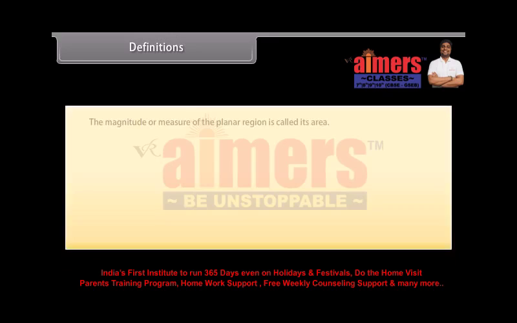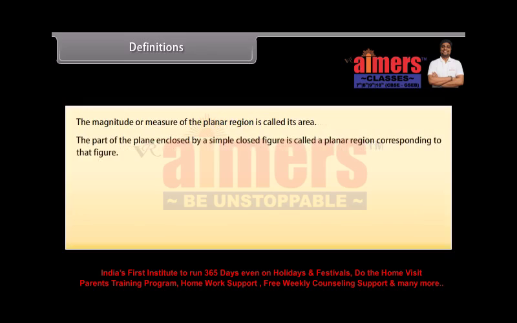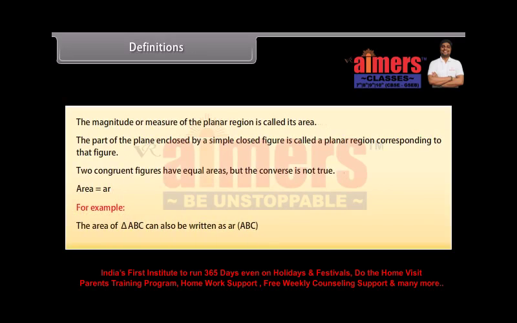Definitions. Students, the magnitude or measure of the planar region is called its area. And do you know what a planar region is? The part of the plane enclosed by a simple closed figure is called a planar region corresponding to that figure. Two congruent figures have equal areas, but the converse is not true. The area of a figure can also be denoted by AR. For example, area of triangle ABC can also be written as AR ABC.